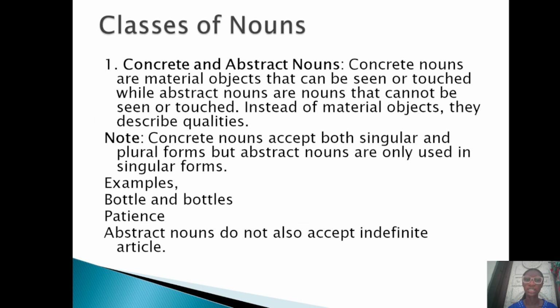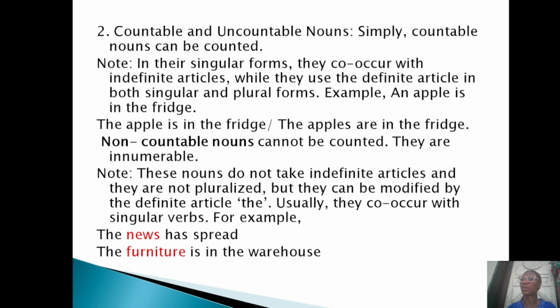Now, we also have countable and uncountable nouns. Simply, countable nouns can be counted or numbered, while uncountable nouns cannot be counted. So first of all, let's look closely at countable nouns. When they are in their singular forms, when it's one that we're referring to, they occur with indefinite articles. So when we're referring to one noun, like apple, it can occur with a or an. So an apple is in the fridge. But if it's plural, we can't say an apples are in the fridge.